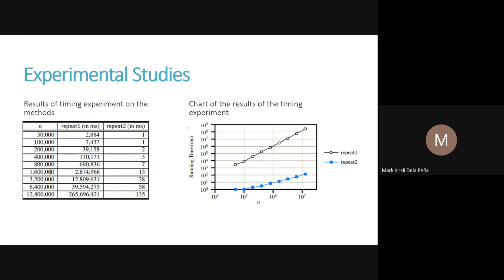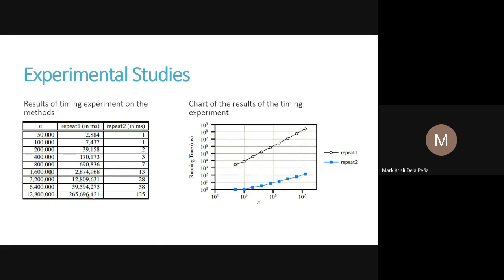Here, they may have a more powerful computer, so it only took 2,884 milliseconds for n characters to be looped, while 1 millisecond for repeat two. And as the number of n increases, they even tried 12 million, which is a large value, the milliseconds there are 265,696,421 milliseconds. Okay, so this here is 1 second, and that's 6,000, meaning this is 6 seconds.